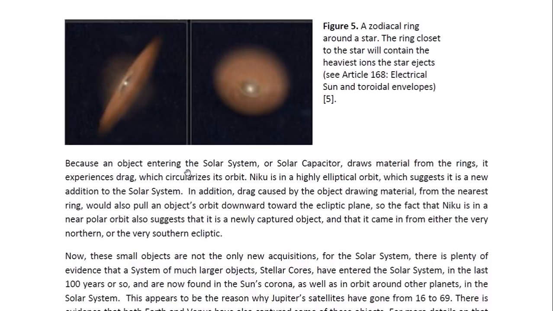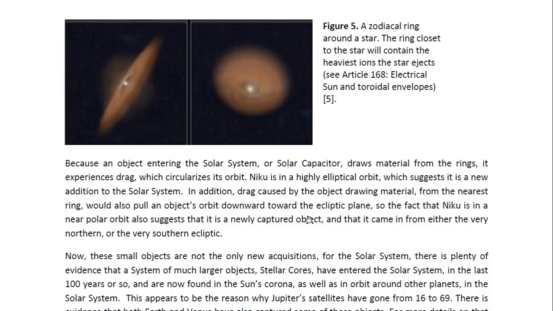Now, because an object entering the solar system or the solar capacitor draws material from the rings, it experiences drag, which circularizes its orbit. That is, each time it comes in through the inner solar system and passes through the region where there are nebular rings, the drag causes its orbit to become more and more circular. Now, Niku is in a highly elliptical orbit, which suggests it is a new addition to the solar system.